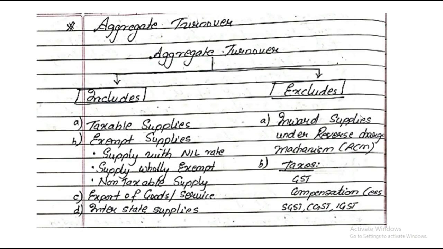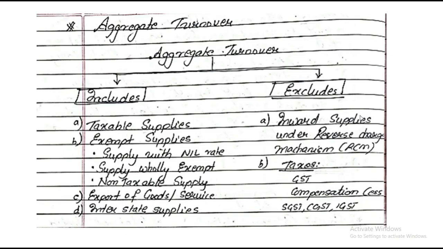Inward supply. Anything which you're purchasing under reverse charge mechanism, and all the taxes, that is GST, composition cess, CGST, SGST, UTGST, IGST, any kind of tax which is already included, you cannot include that in your turnover. So your turnover is basically, in simple terms, anything which you are selling, anything which you are supplying, anything which you are providing. Anything you purchase or any other taxes cannot get added to your aggregate turnover.